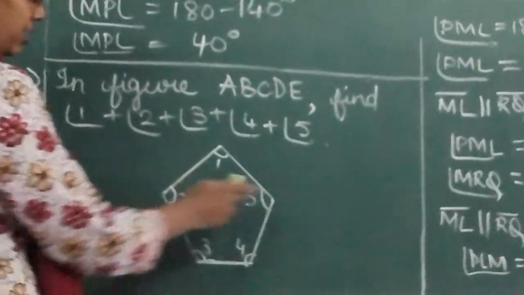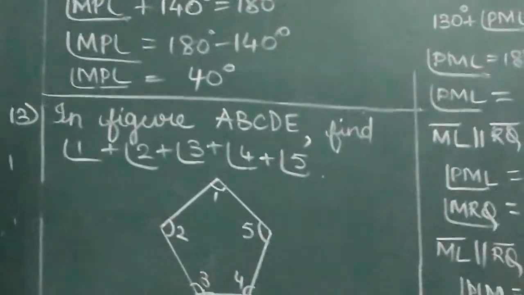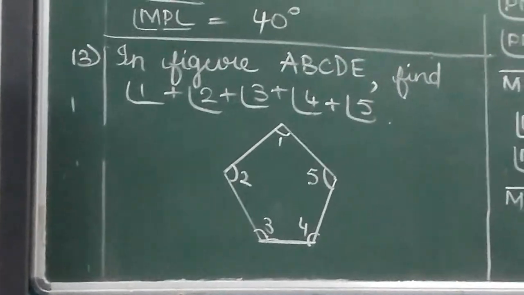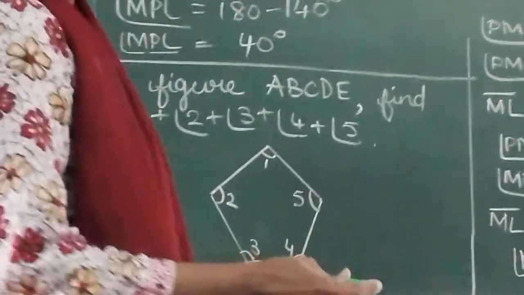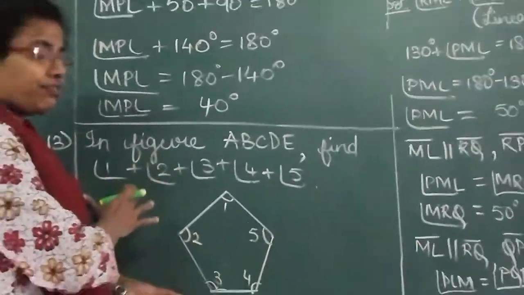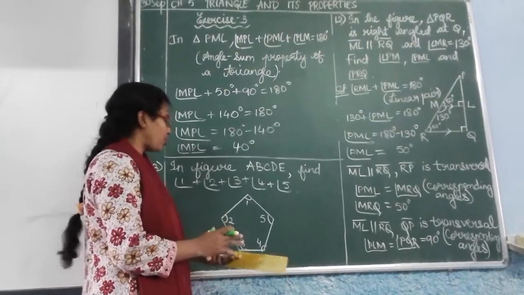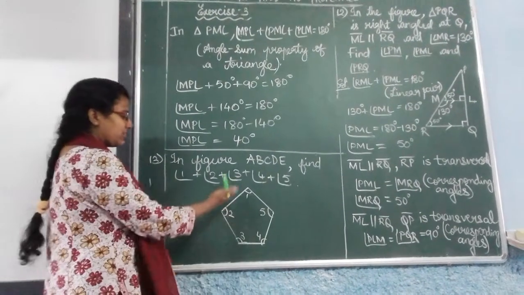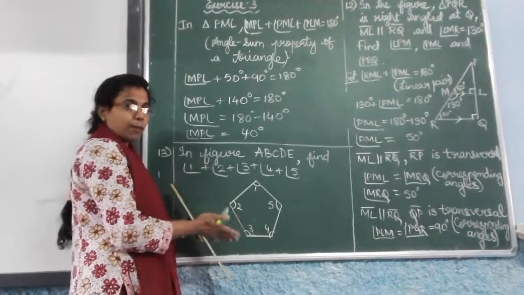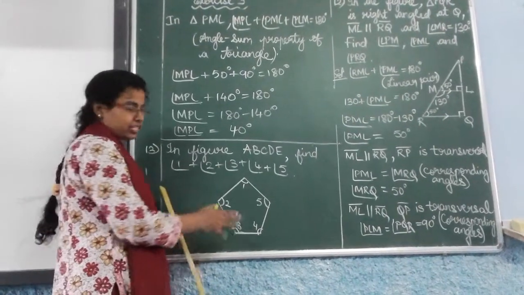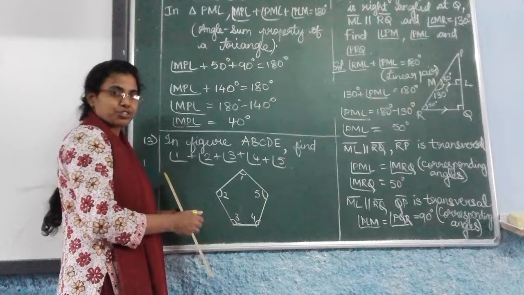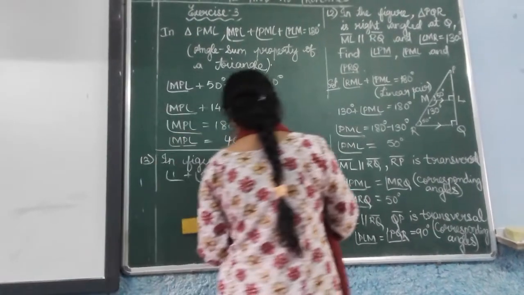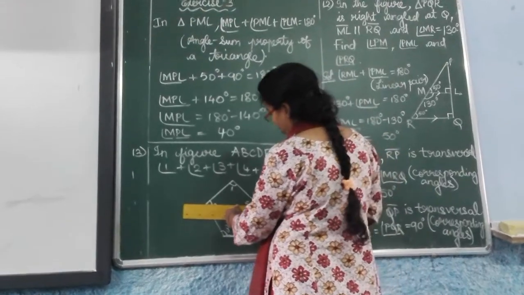Here you can see that there are 5 sides, and when 5 sides are there for a geometric figure, what do you call it? It's a pentagon. So to solve this problem, we are going to do some construction. Here you can see that there are no triangles, but we can form triangles. Can we form triangles? Yes, very good. So let us make some triangles.